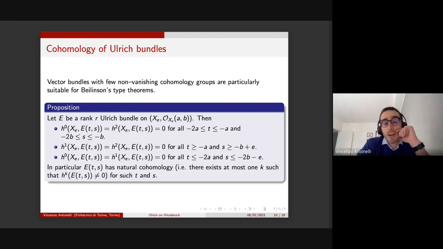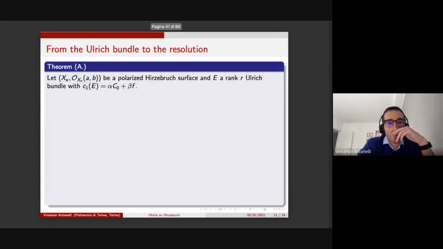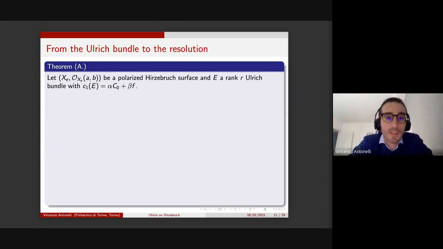In particular, if you don't have additional conditions on the Ulrich bundle, I think it's impossible to obtain a complete result. And when we'll talk about stable Ulrich bundles, I will say something about that. But now we have all the ingredients to state one of the theorems of this talk.